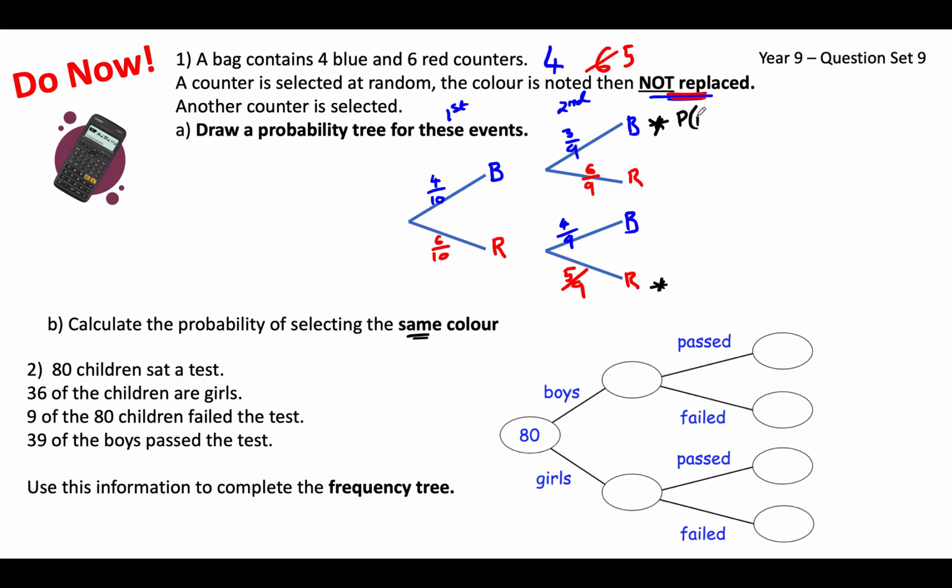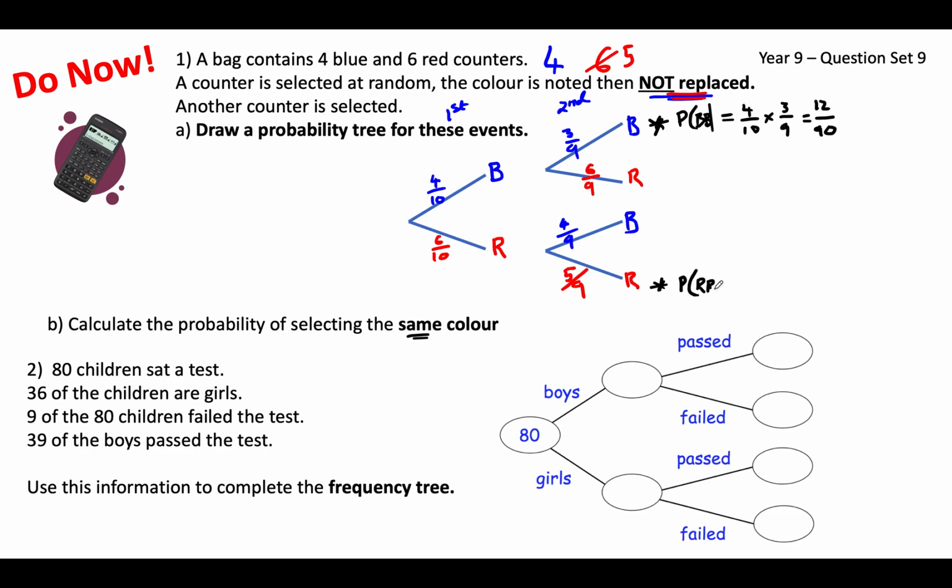So the probability of getting blue and blue is equal to 4/10 times 3/9. Multiplying fractions, multiply the tops, that's 12, multiply the bottoms, 90. And again, don't simplify, because it'll be easier to add some fractions in a second if we don't.